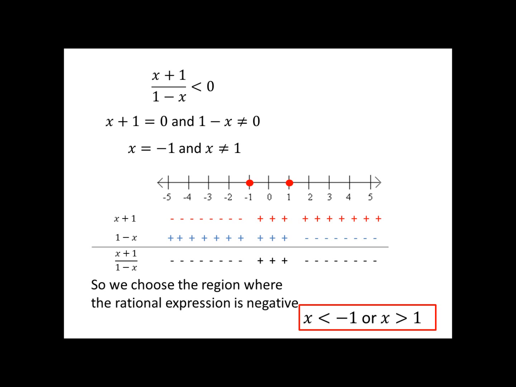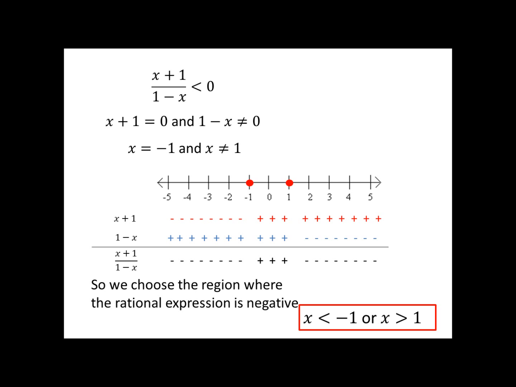Let's do something similar with the bottom factor. 1 minus x, if you plug in a -4 into 1 minus x, you're going to get a positive number. So that whole region is positive. If you choose 0 and plug it in, you're also going to get a positive number. If you choose a number from the third region, like 3, 1 minus 3, that's a negative number.